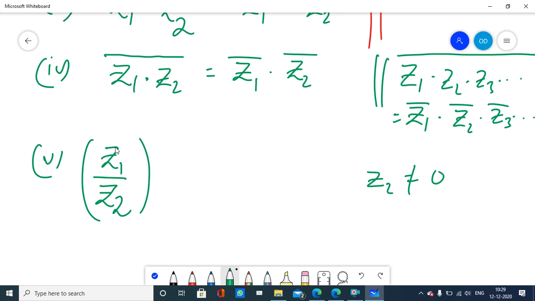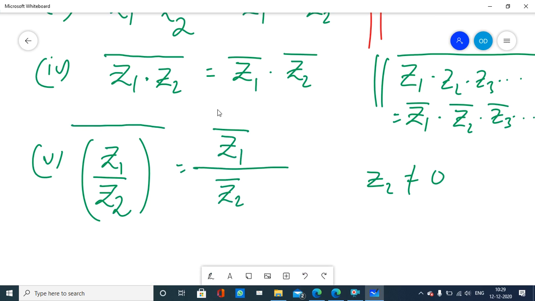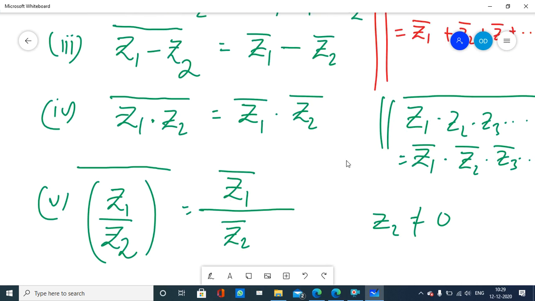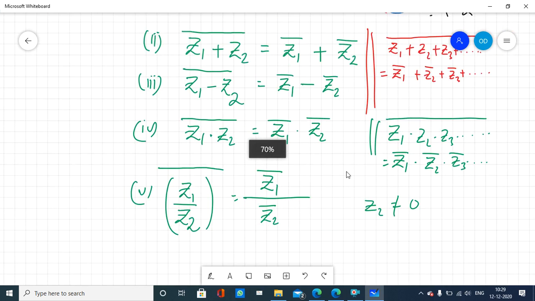So if z1 and z2 are two complex numbers and z2 is not equal to 0, then we divide z1 by z2, we get what? Another complex number, right? And if we take the conjugate of the division of two complex numbers, this is the same as z1 conjugate divided by z2 conjugate. I hope you get it. Clear?